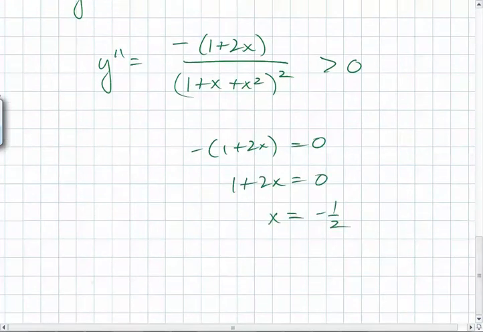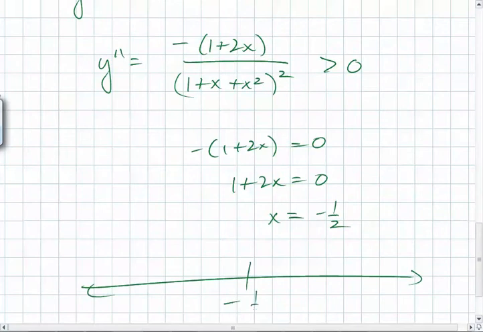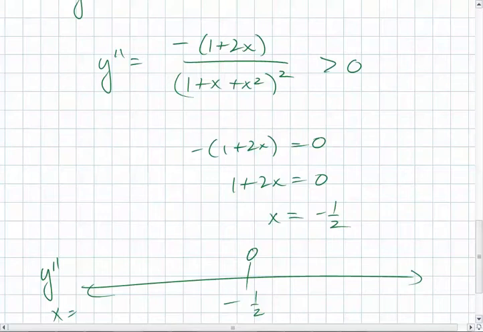negative a half. So then you know that y double prime is equal to 0 right there at negative a half. So you need to test. You've done this before. First derivative test, second derivative test. You want to check the left and right of this to see where it's positive and where it's negative.